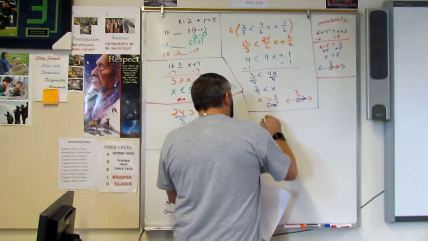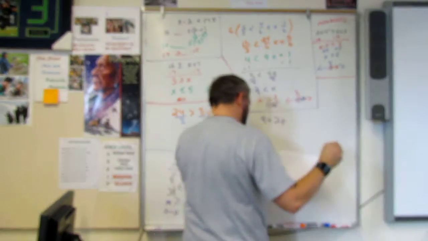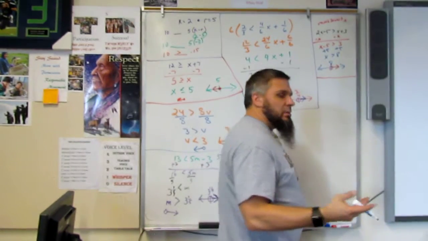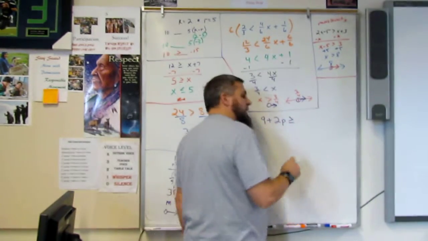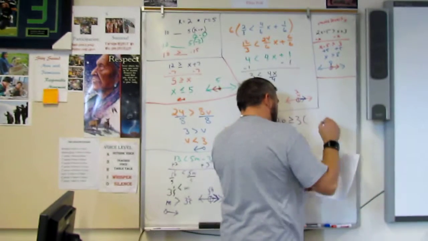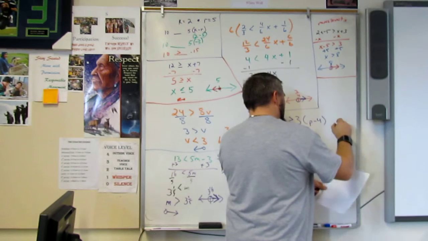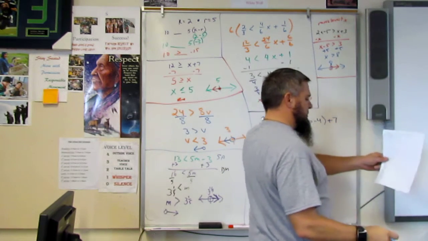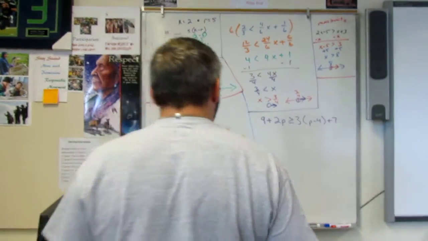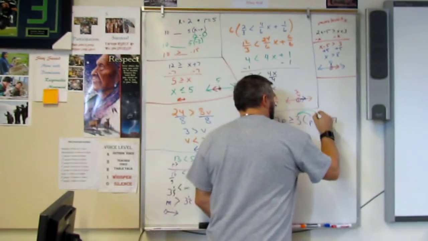Okay? 9 plus 2p is greater than or equal to 3 times p minus 4 plus 7. Alright? Okay? So we're going to do this one step at a time.